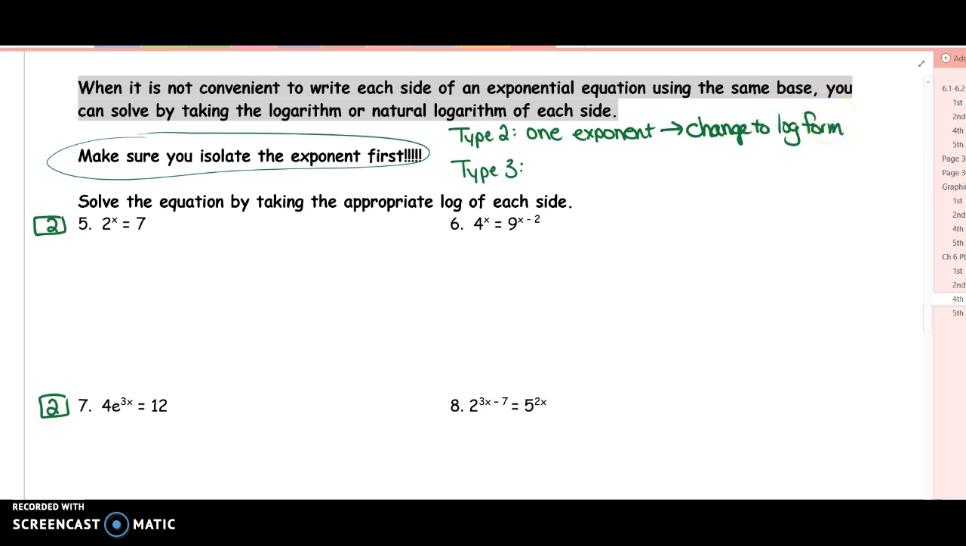So in number 5, 2 to the x is currently isolated. There's nothing being added after it. There's nothing being multiplied in front of it. It is isolated. So we're going to change forms.